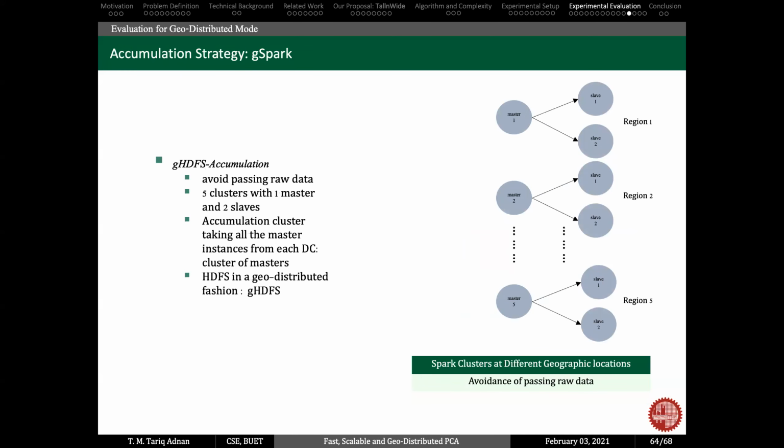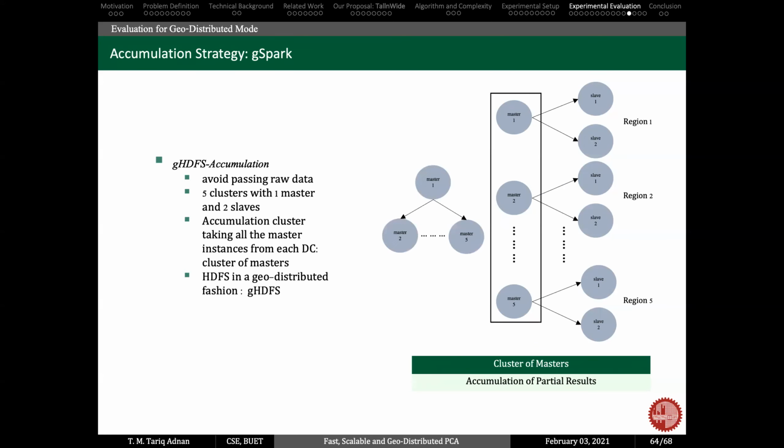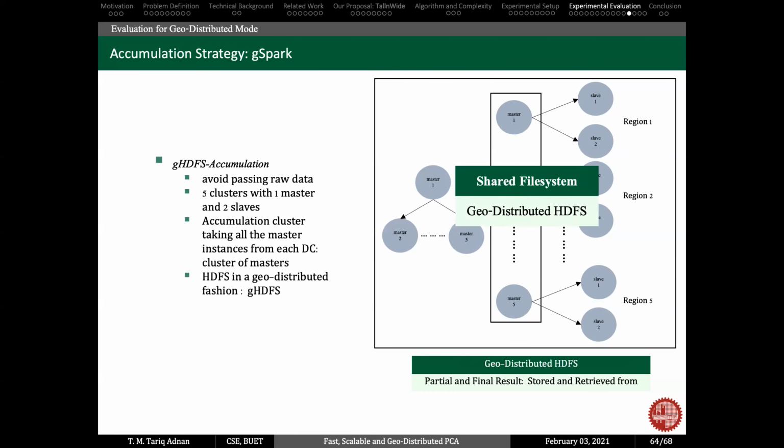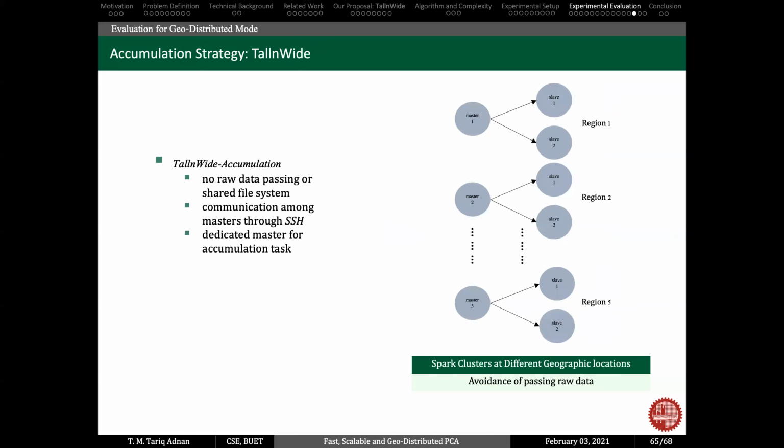Then the GHDFS, which overcomes the requirement of passing the raw data. It creates 5 different clusters at 5 different regions. And also we have a dedicated cluster consisting of the masters in order to carry out the task of accumulation. All of the instances are connected to a central HDFS where the partial results can be stored and also retrieved from. Finally, our TallnWide accumulation strategy, which requires neither any raw data passing nor any central file system.